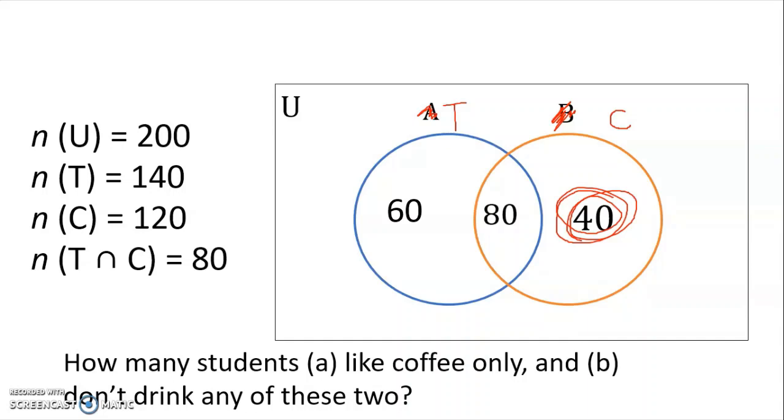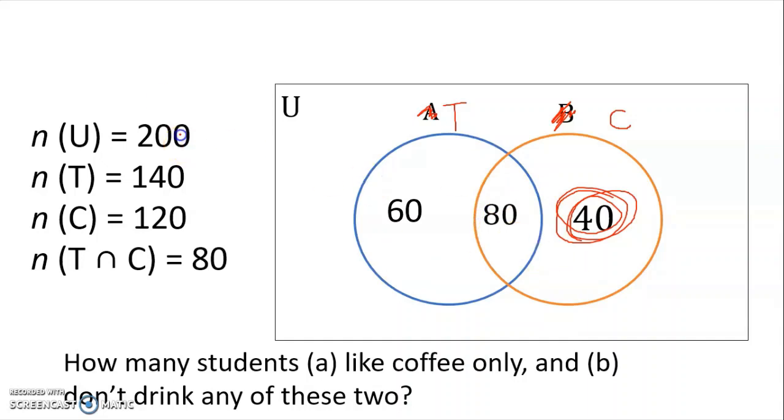And next question, how many don't drink any of this? Ilan daw ang hindi umiinom ng coffee tsaka tea? So what are we going to do here? We add all the elements ng two sets natin. So that's 60 plus 80 is 140. Right? And 140 plus 40 is 180. So, 180 lang lahat yung sumagot ng tea or coffee or both tea and coffee.